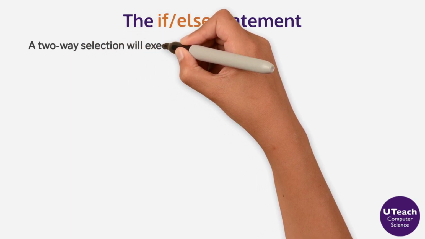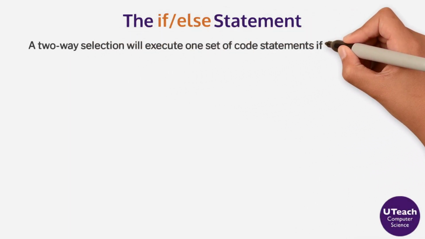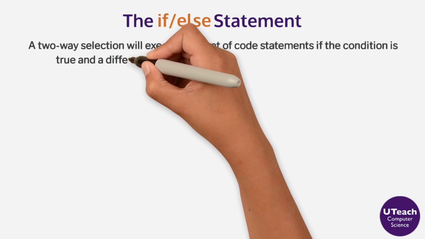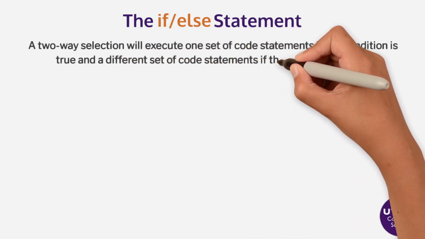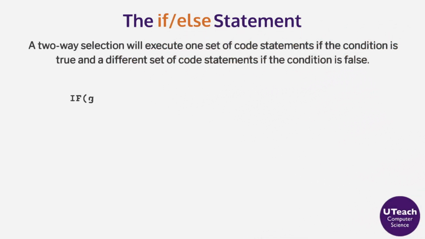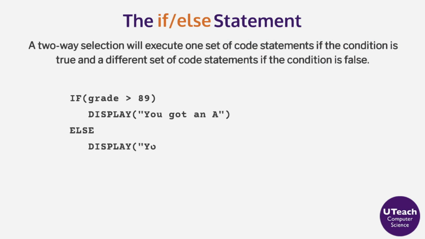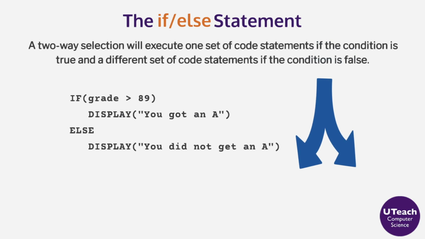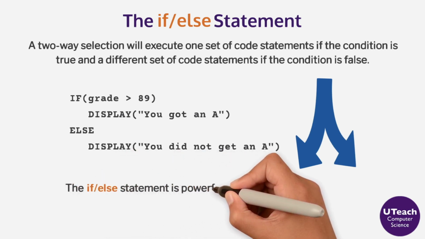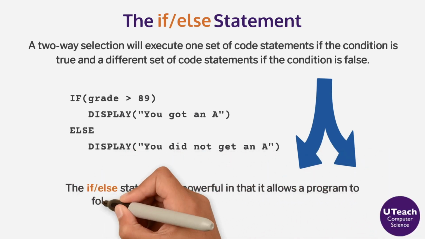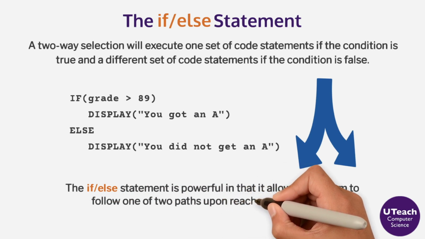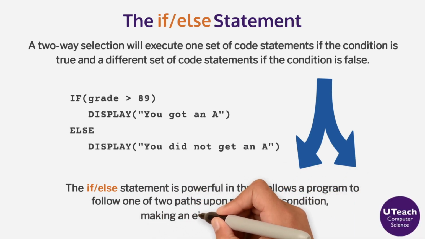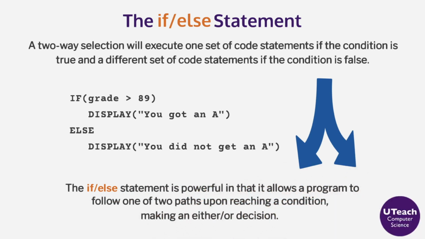A two-way selection will execute one set of code statements if the condition is true, and a different set of code statements if the condition is false. An if-else code statement is used when, instead of doing nothing if the condition is false, an alternate set of statements execute. The if-else statement is powerful in that it allows a program to follow one of two paths upon reaching a condition, making an either-or decision.